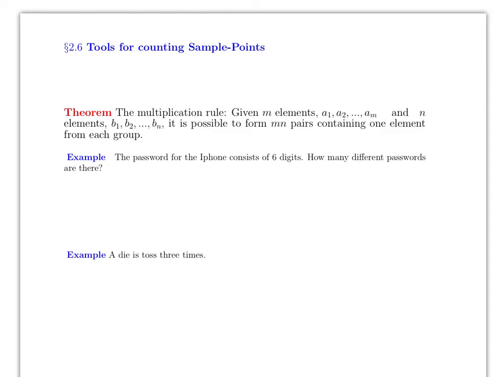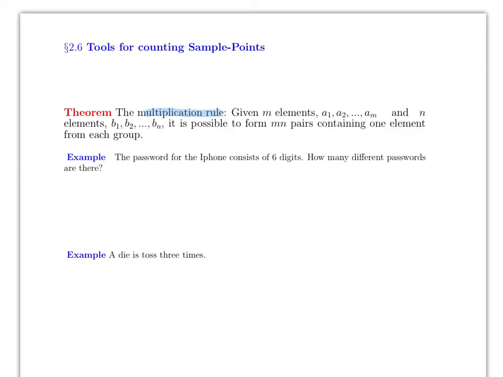The first tool is going to be called the multiplication rule. And just like the name suggests, you're just going to multiply. So the multiplication rule says the following. Given you have m elements, a1 to am, and n elements, b1 to bn, it is possible to form m times n, the multiplication, pairs containing one element of each group. We kind of did this already.